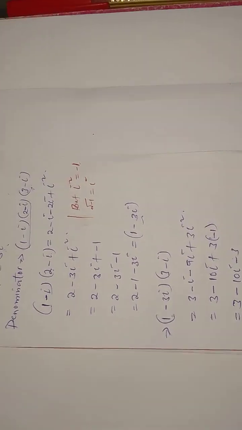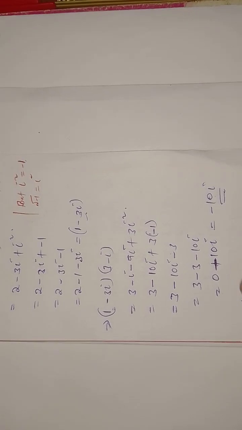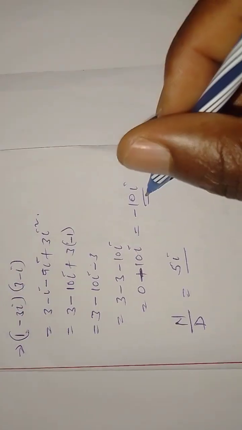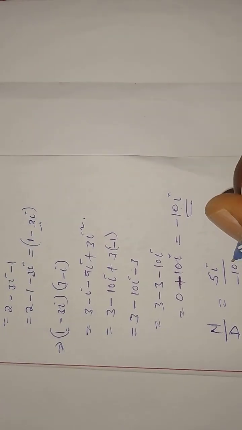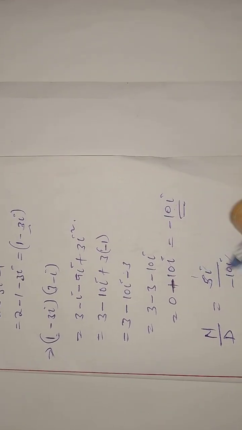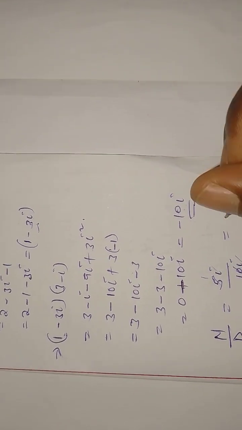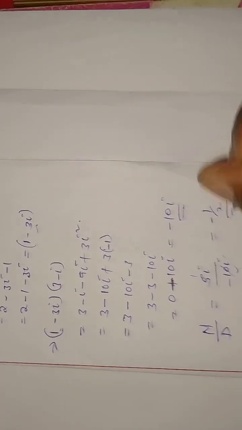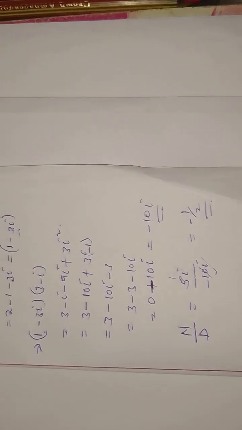So numerator over denominator: our numerator was 5i, and our denominator is negative 10i. The i cancels with i, and 5 over negative 10 becomes negative one half. And this is our real number.